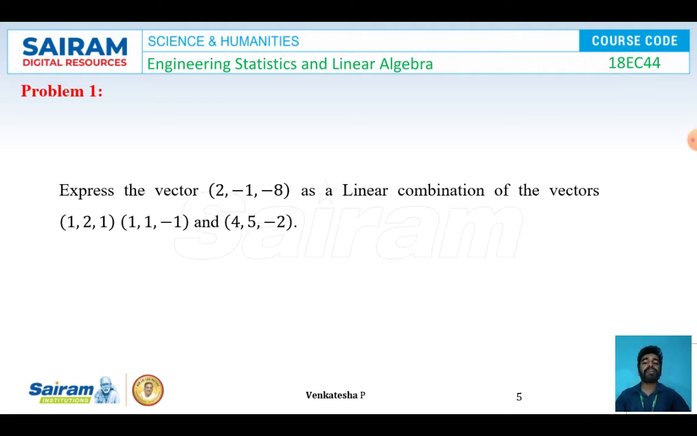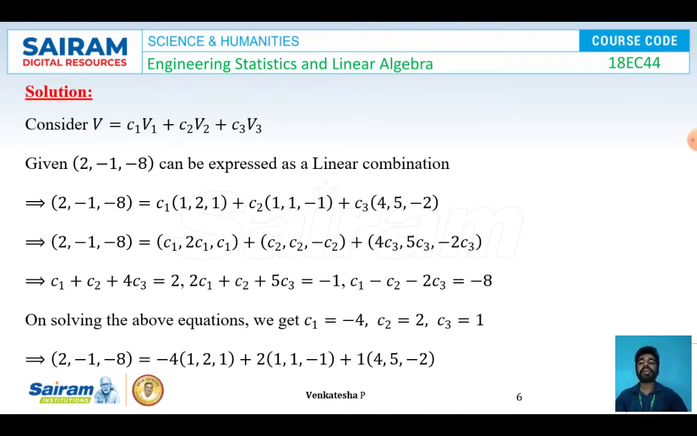So first I am going to assume that V is equal to (2, -1, -8), V1 is equal to (1, 2, 1), V2 is equal to (1, 1, -1) and V3 is equal to (4, 5, -2). Now I am going to represent V as a linear combination of V1, V2 and V3 along with the scalars C1, C2, C3. So first consider the linear combination equation: V is equal to C1 V1 plus C2 V2 plus C3 V3.